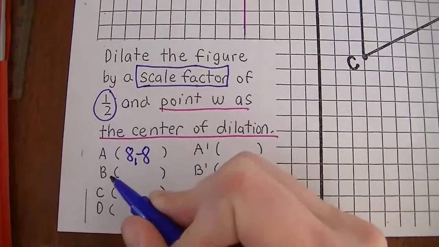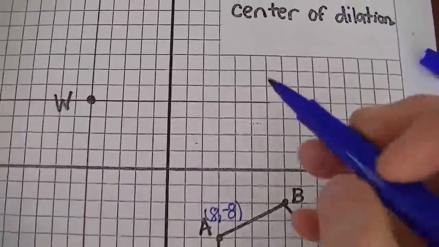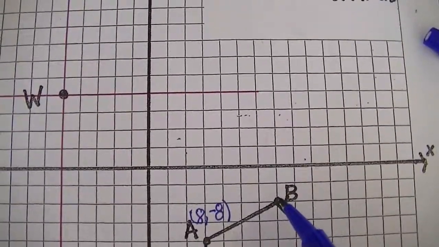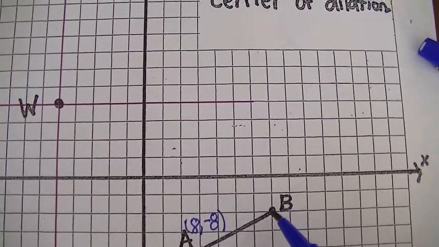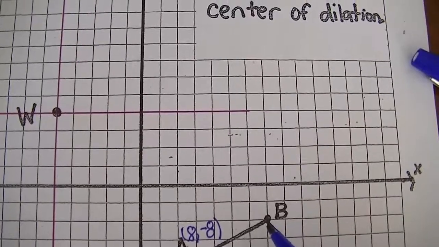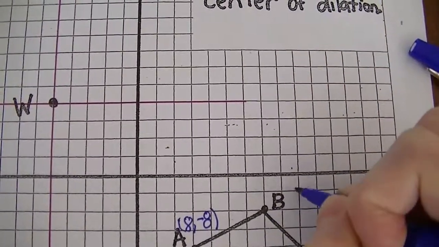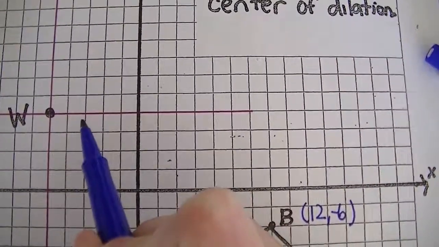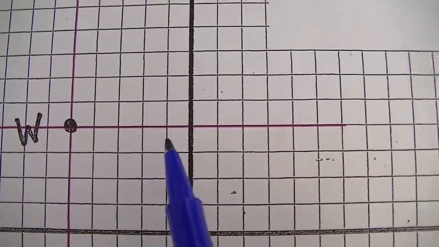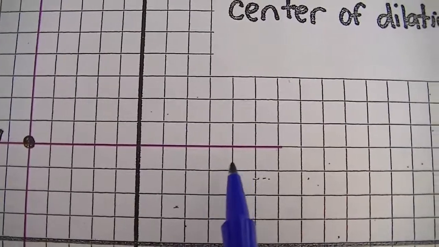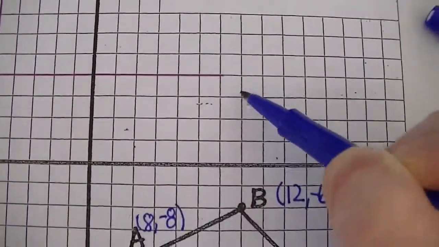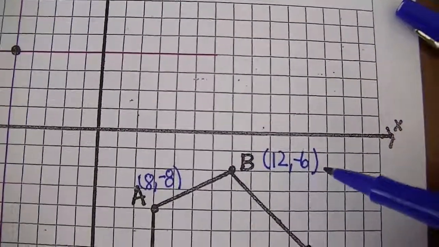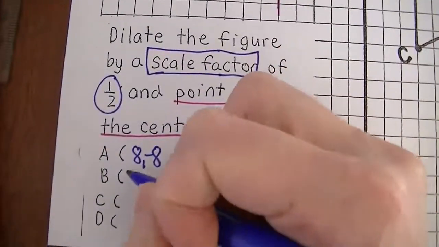Okay, so now we have point B. Do the exact same procedure. This is 0, 0. So we're going to count and find what the ordered pair is that represents B, okay? Go ahead and do that right now and see what you get. And I think you would get 12, negative 6. 1, 2, 3, 4, 5, 6, 7, 8, 9, 10, 11, 12. Negative 1, negative 2, negative 3, negative 4, negative 5, negative 6. Okay, so we got 12, negative 6 for B.